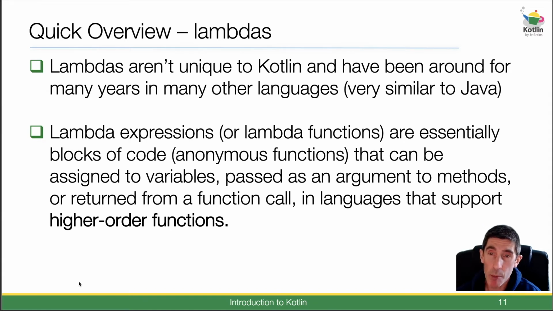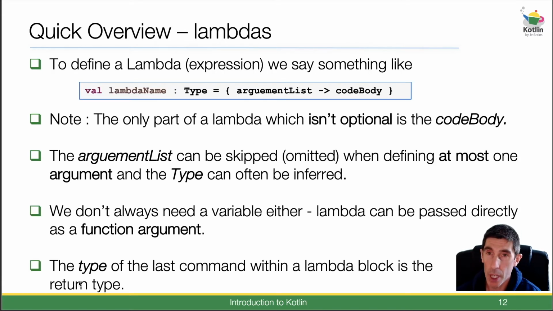But they are essentially blocks of code. So they're anonymous functions, like you would have been familiar with in Java, right? That can be assigned to variables. So think about that for a second. You can actually store a block of code inside a variable, right? They can be passed as arguments to methods, right? Or they can actually be returned from a function call. And that's all applicable in languages that support these higher order functions. And again, Kotlin is one of those, okay?